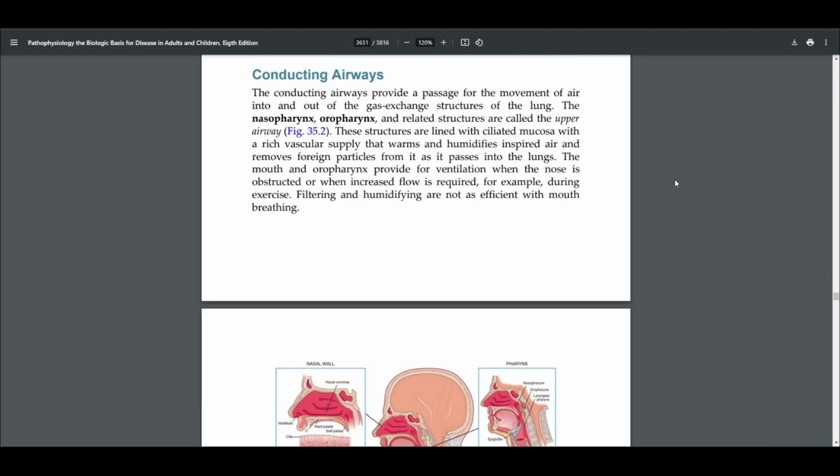So, your conducting airways. The conducting airways provide a passage for the movement of the air into and out of the gas exchange structure of the lungs. The nasopharynx, oropharynx, and related structures are called the upper airway. These structures are lined with ciliated mucosa, with a rich vascular supply that warms and humidifies inspired air and removes foreign particles from it as it passes into the lungs. The mouth and the oropharynx provide for ventilation when the nose is obstructed or when increased flow is required. For example, during exercise, filtering and humidifying are not as effective and efficient as with nose breathing.